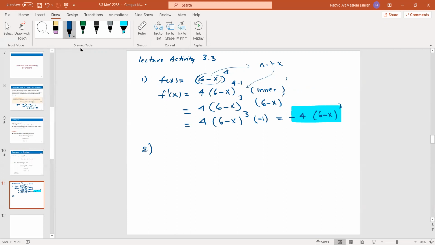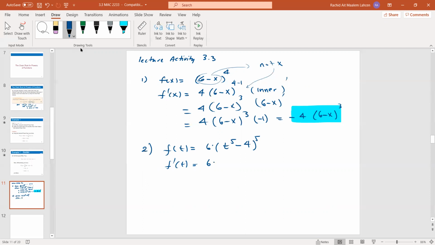Now for a second one, let's say you have a function with respect to time, and you have 6 times (t to the fifth minus 4) all to the power 5. 6 is a multiple. So you see, we still use the previous rules. We don't ignore them. 6 is a multiple, so it will remain on the side as a multiple.